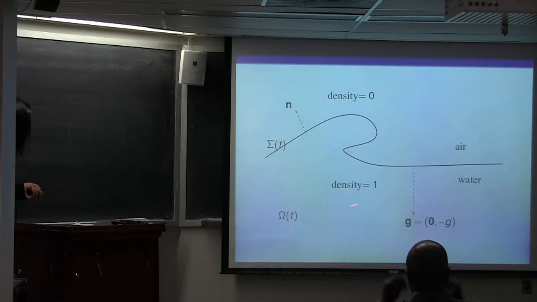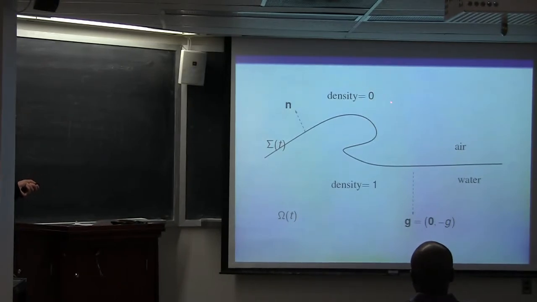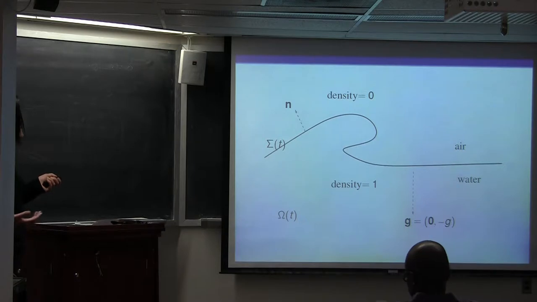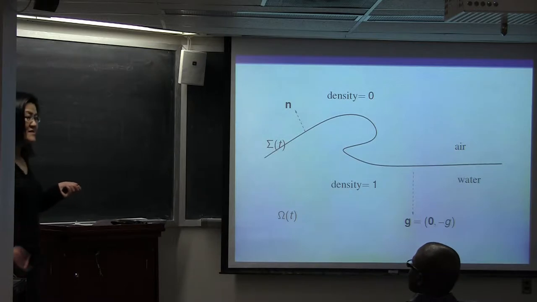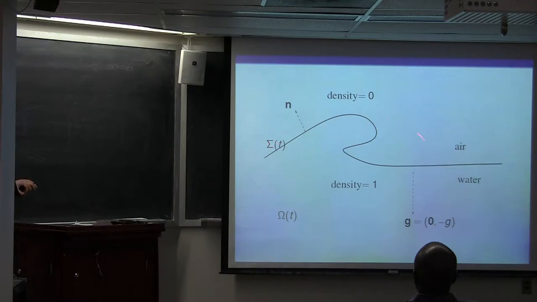We assume that the density of the water is one, and we neglect the movement of the air, so we assume the density of the air is zero. The reason we neglect the movement of the air is that this is a really fundamental question. If you understand what happens without air, you will understand what happens with air as well. The next step will be to understand it with air.